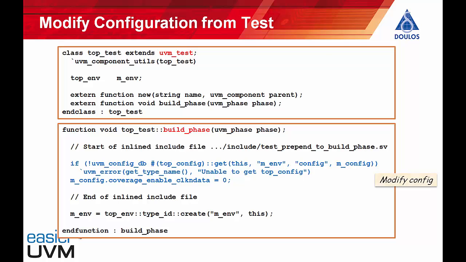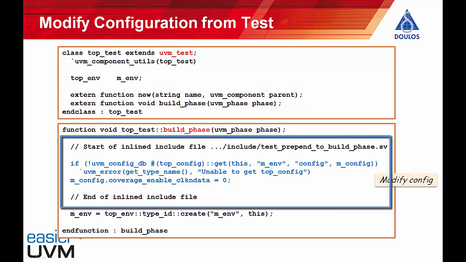So here's the top-level test. Most of this, as usual, is boilerplate code that just comes out of the code generator. So a test always extends uvm_test. We've then got a variable m_env that is a reference to our top-level environment, and boilerplate code declaring the constructor and the build phase method. Then within the build phase method, we've taken advantage of a setting within the UVM code generator template file to prepend some code to the build phase method.